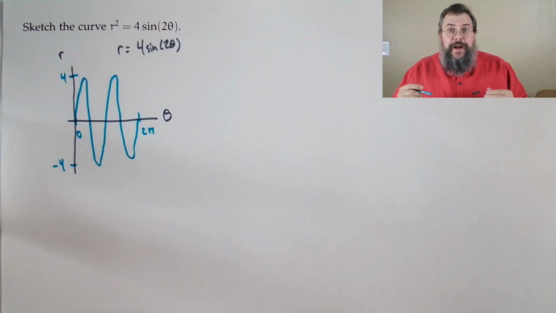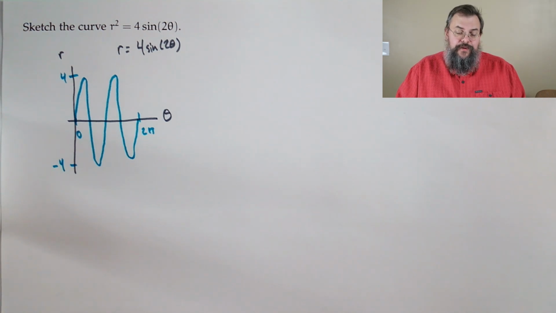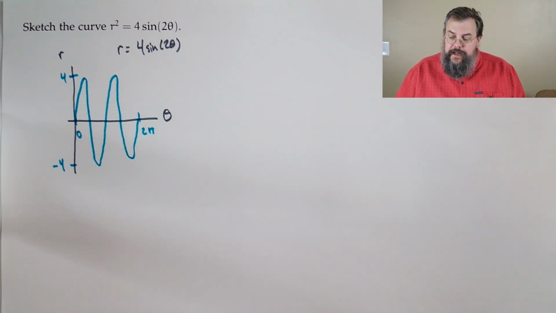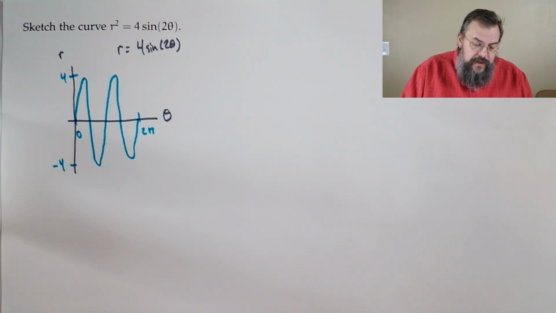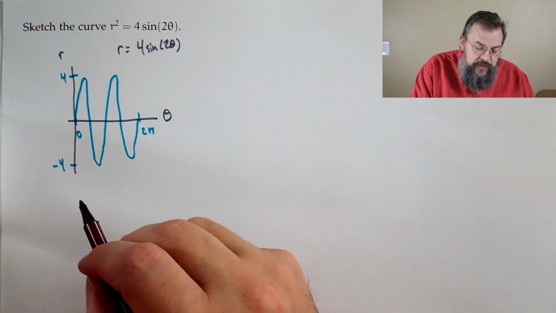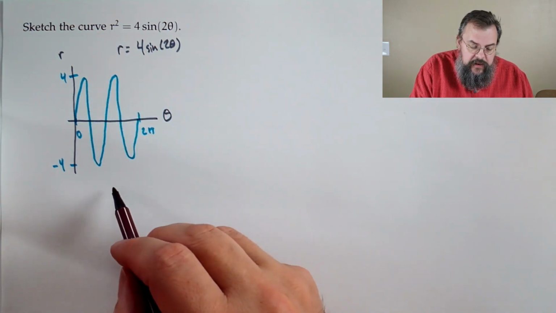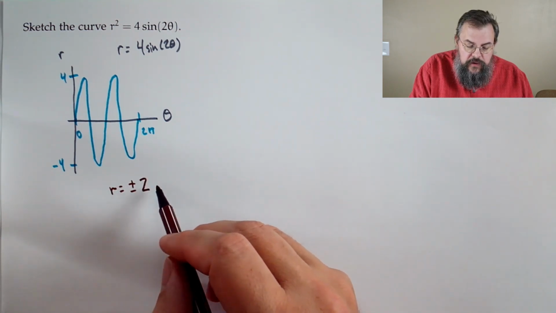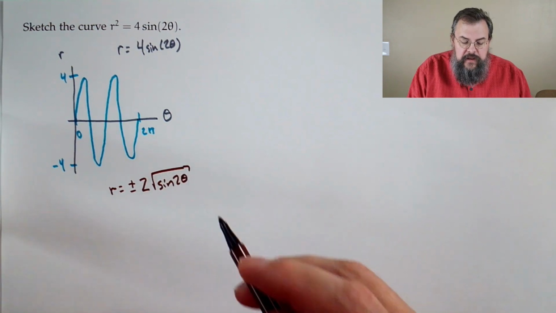But remember, what are we graphing? We're graphing r squared equals 4 sine 2 theta. So what we want to do is take the square root of that. Now, what does that translate into? Well, if r squared is 4 sine 2 theta, that says really r is plus or minus 2 square root sine 2 theta.